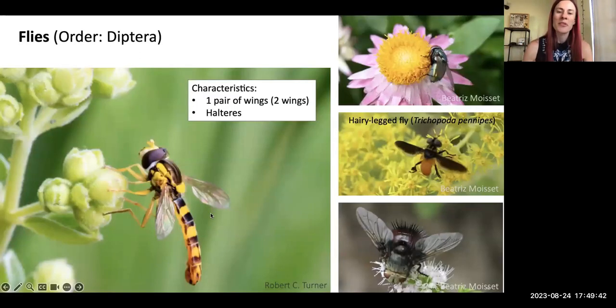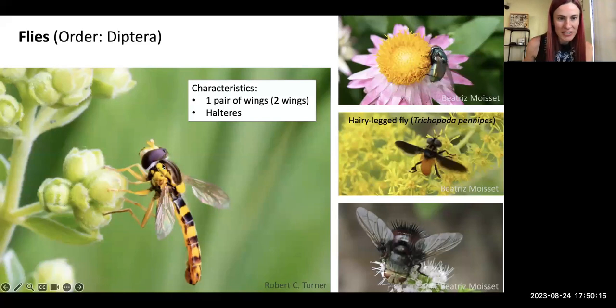Flies, believe it or not, but flies are pollinators. So there are a lot of flies, thousands and thousands of species. What makes a fly? They have one pair of wings, or two wings, and then their hind wings are these modified things called halteres, which help them stabilize their bodies in flight. So one of the reasons why it's hard to swat a fly is because of those. So you can thank the halteres. But we don't want to swat these ones, the good flies.